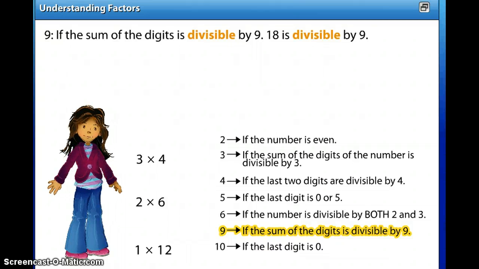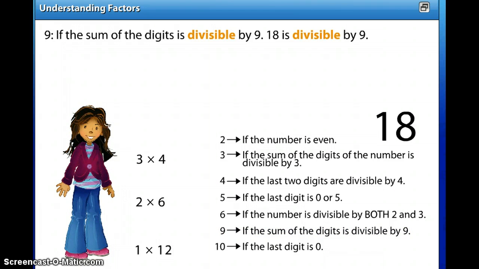9. If the sum of the digits is divisible by 9, 18 is divisible by 9. Okay, we know 18 is divisible by 9 because we can say 1 plus 8 equals 9. 9 can be divided by 9. How about 27? If I add the digits of 27, it's 2 plus 7, right, Alex? Is that divisible by 9? So then 27 is divisible by 9. Similar to 3.